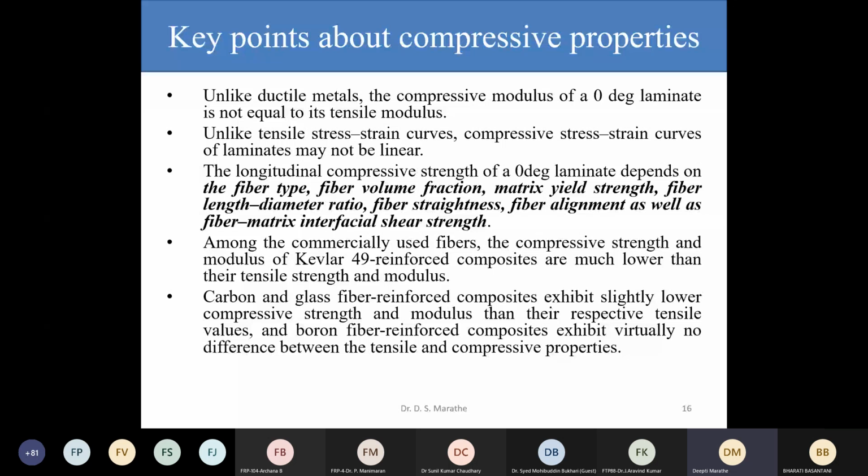Therefore, unlike metals, their tensile and compressive strengths are not going to be equal. Also, unlike metals, their stress strain curve is not going to be linear.